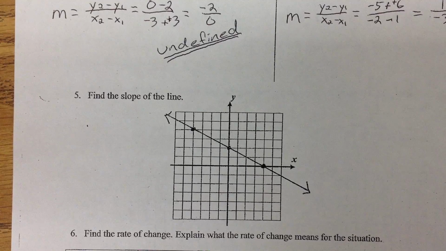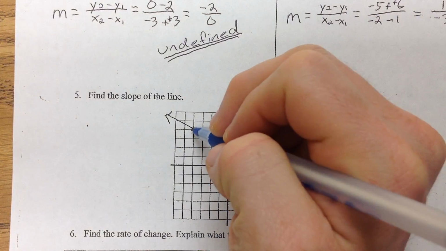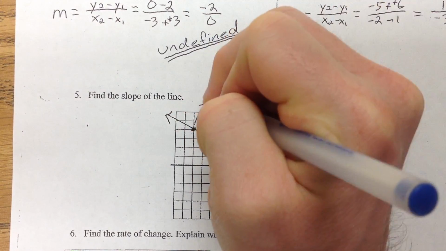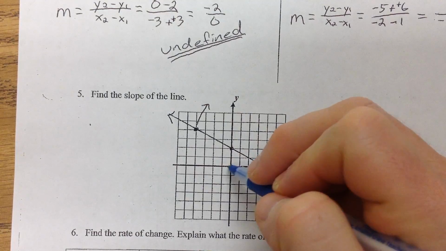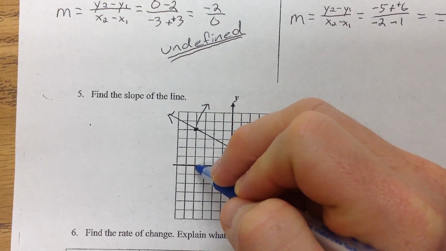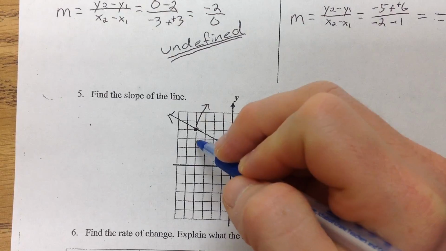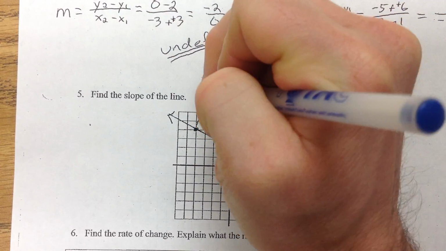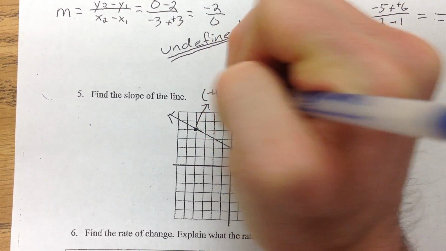All right, number 5, also asking for the slope, but instead of giving us points, it's giving a graph. Now there are kind of two ways you can do this. One way is we could just get points. So if I take a look at this point right here, I could say, all right, that's back 1, 2, 3, 4, and up 1, 2, 3, 4. So this point is negative 4, comma 4.